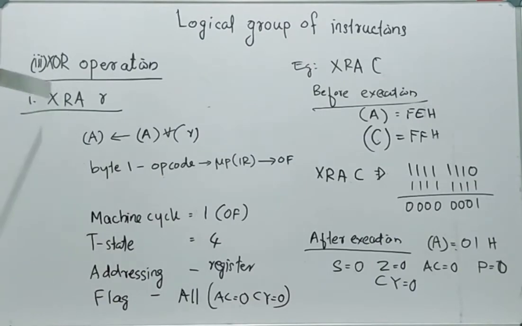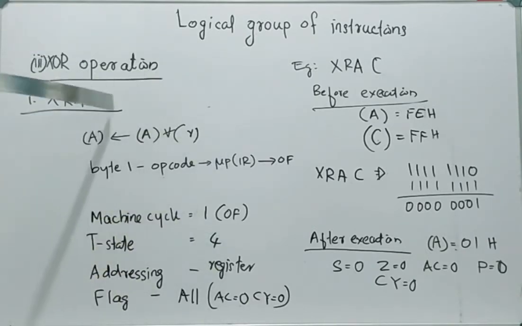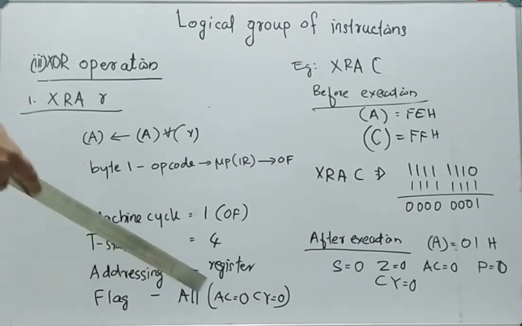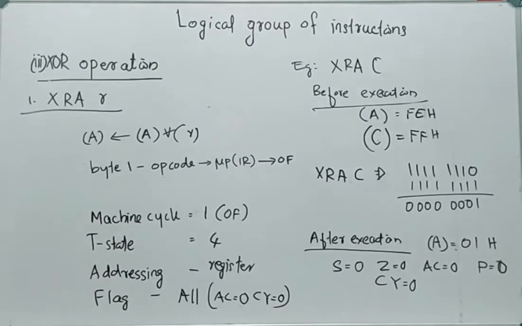So in order to complete the execution of this instruction, it requires one machine cycle, that is opcode fetch. The number of T states for opcode fetch is 4. The addressing mode is register addressing mode, as the data for the operation is available in general purpose registers. All flags are affected. Auxiliary carry and carry are always in reset condition.